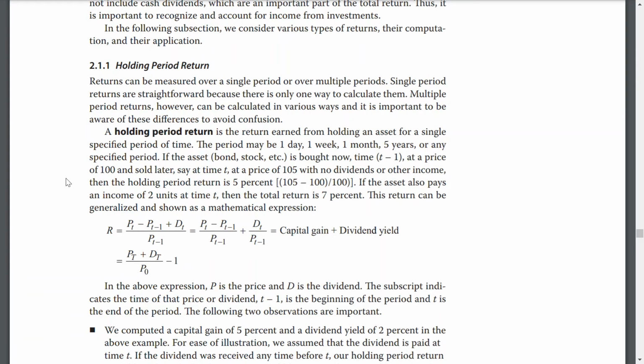Holding period returns. Returns can be measured over a single period or over multiple periods. Single period returns are straightforward because there is only one way to calculate them. Multiple period returns, however, can be calculated in various ways, and it is important to be aware of these differences to avoid confusion.